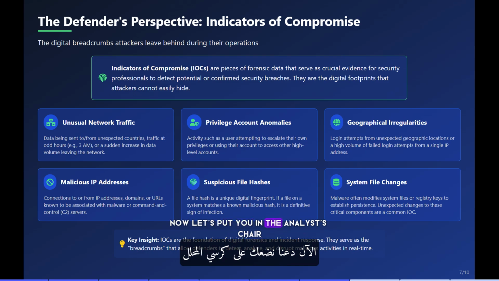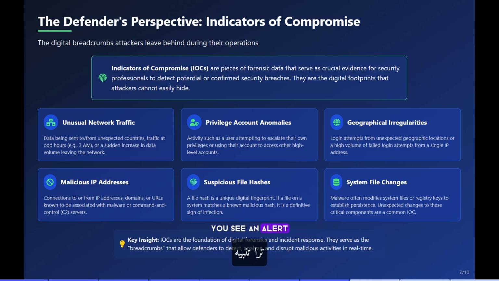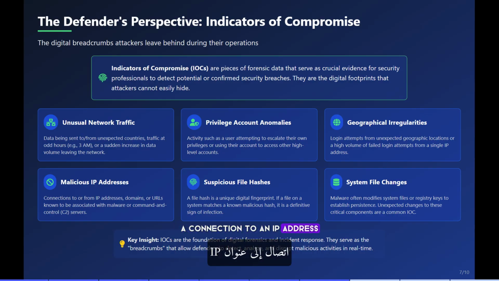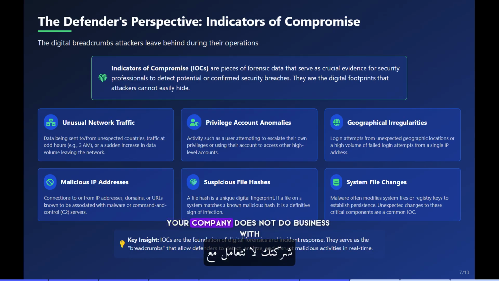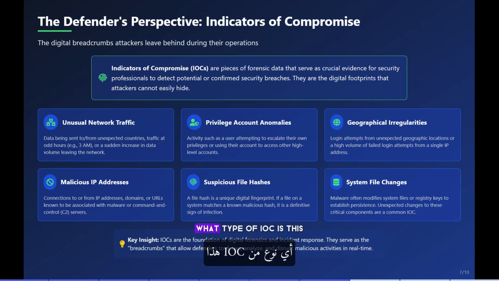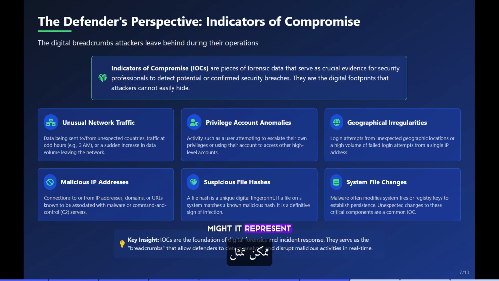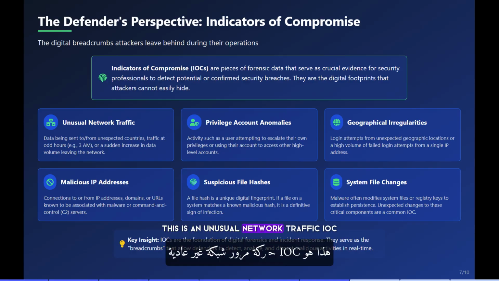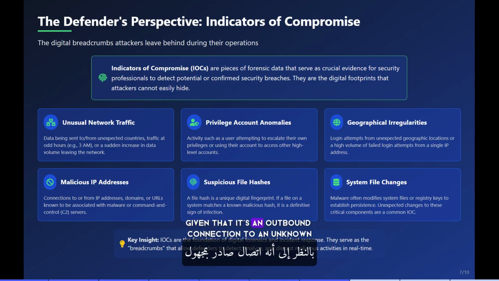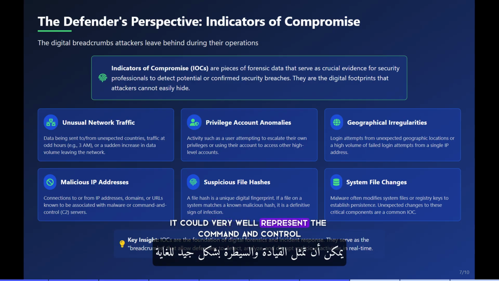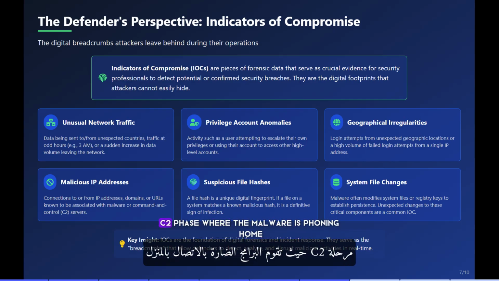Now, let's put you in the analyst's chair. You see an alert showing that an employee's computer has established a connection to an IP address located in a country your company does not do business with. What type of IOC is this, and what phase of the cyber kill chain might it represent? This is an unusual network traffic IOC. Given that it's an outbound connection to an unknown foreign IP, it could very well represent the command and control, C2 phase, where the malware is phoning home.